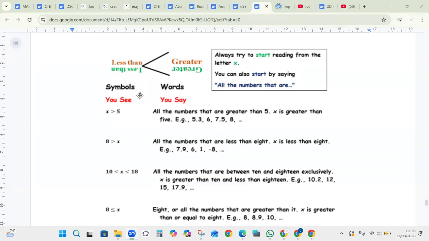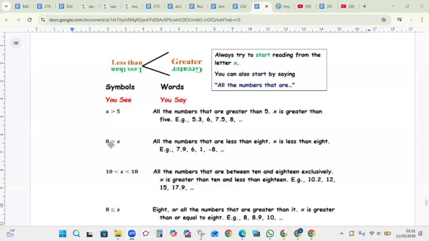So here are some different scenarios. You have the symbols in the left column and you have the words in the right column. What you see and what you say. So if you see this symbolic statement, what do you say? You're going to say all the numbers that are greater than 5. But we commonly say X is greater than 5. But you're going to replace the letter X with all the numbers that are greater than 5. And that will give you a perspective as to what this statement is saying. Numbers like 5.36. There are infinite numbers that are more than 5, or greater than 5.